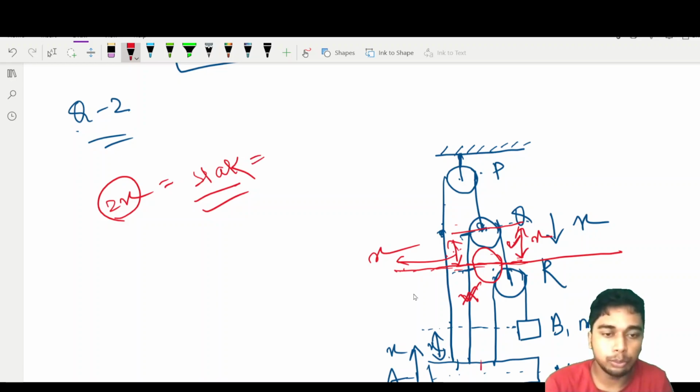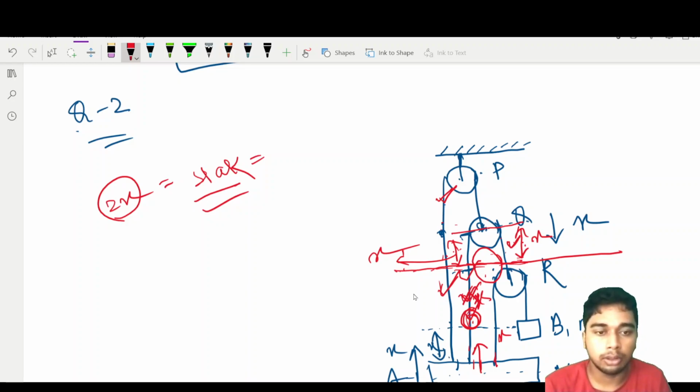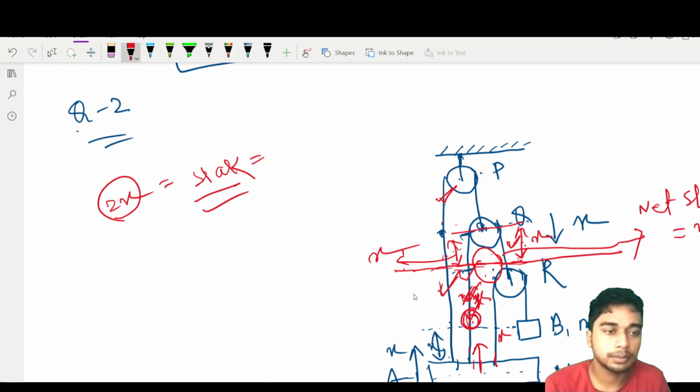Next thing is that as it moves up, another x slack will come into the picture because of this wire. When it moves up, slack in this wire will be x, in this wire slack will be x, and in this wire also slack will be x. So in this case the slack was 2x, and an additional x will be added because of the shift of this wire. Total slack will be 3x in this wire.